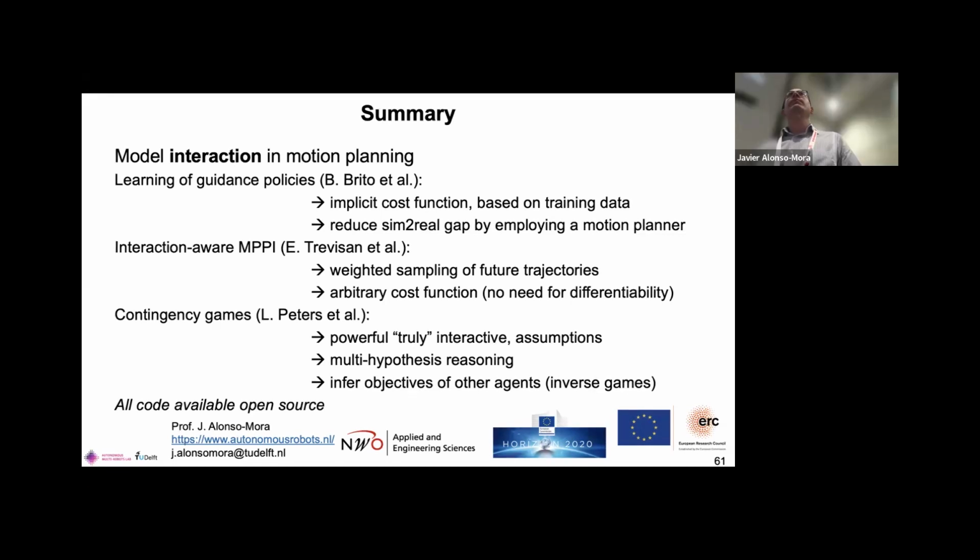I guess I have two questions. One on the first part where you learn this reference velocity. Do you also learn the parameters of the cost function in the MPC, like the Q and R matrices, or are those hard coded and you just learn the reference?